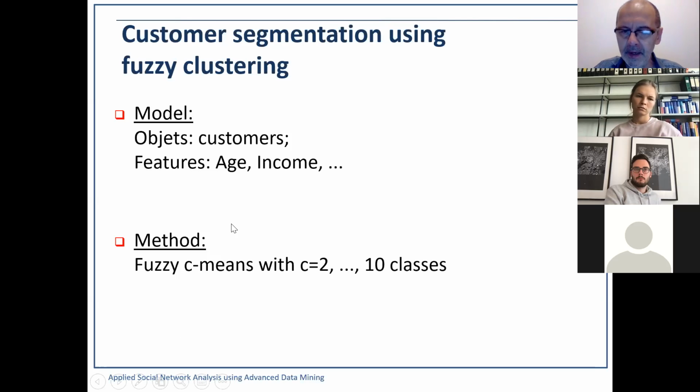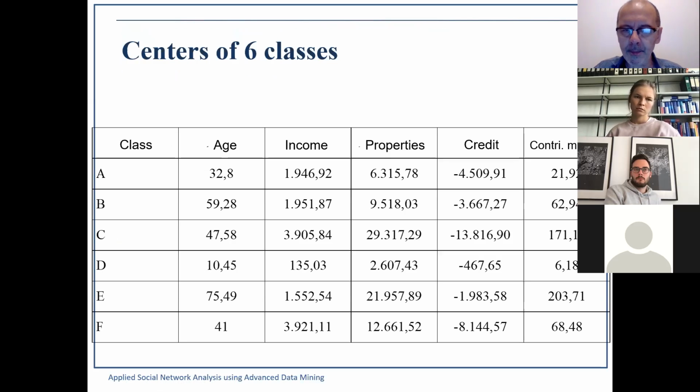Okay, so we applied this methodology in a toy example. We came up with a solution with 6 classes, where each row represents the cluster center. And that's the way how we can interpret all customers that belong to that class. Okay, so customers that belong to class A supposedly behave similar to the center of class A. So they are around 32 years, they have an income around 2,000 euro, and so on.